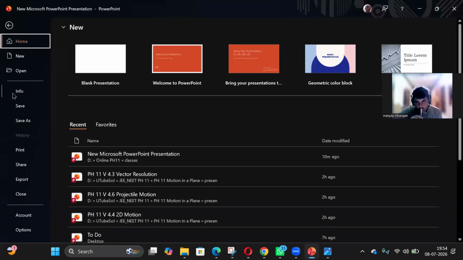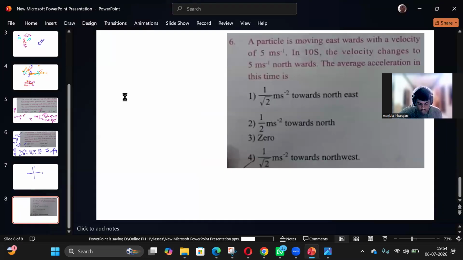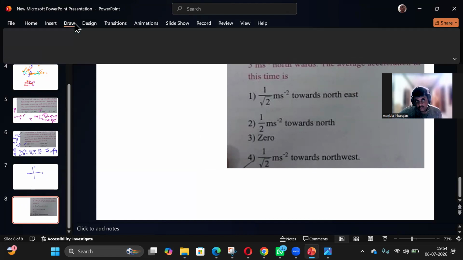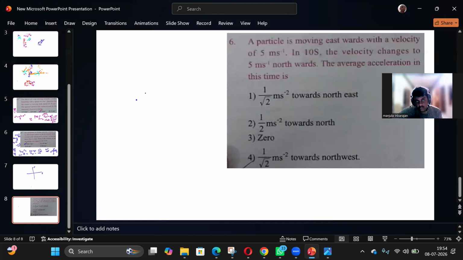1 by root 2. I got 1 by root 2, sir. Yeah, check the answer, check the options. Acceleration 1 by root 2, northwest. What options are they given? Let me check.